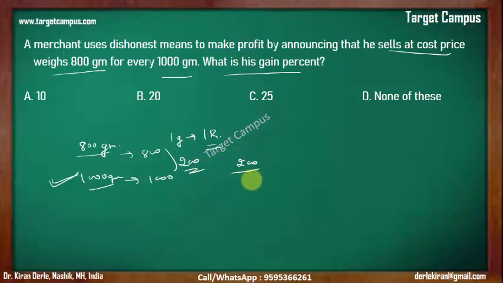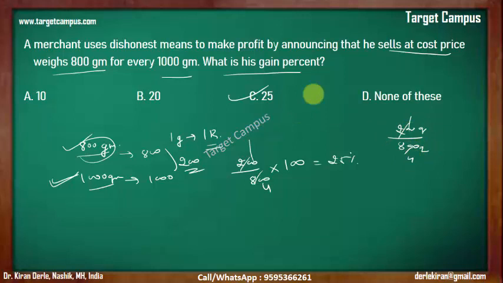So 200 upon cost price. The only cost price is 800, right? And profit is 200. So this is 1 by 4, which is nothing but 25%. So his profit is 25%. I hope you are getting this point. Or you can just imagine, for every 800 grams, the man is getting 200 grams extra, so 1/4, that is 25%, right? That's how it is.